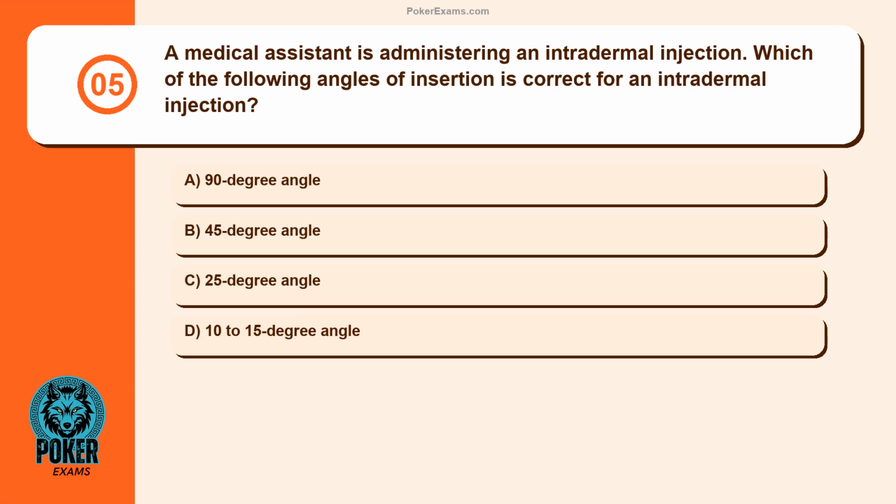Question 5. A medical assistant is administering an intradermal injection. Which of the following angles of insertion is correct for an intradermal injection? 90-degree angle, 45-degree angle, 25-degree angle, 10 to 15-degree angle.